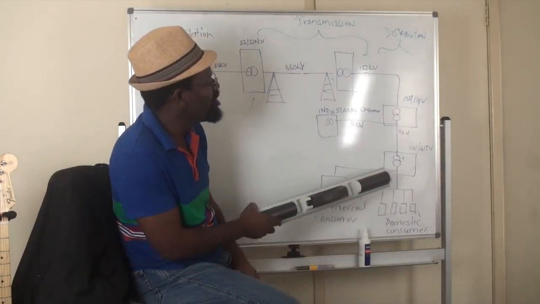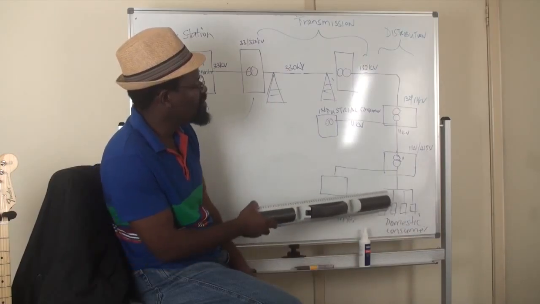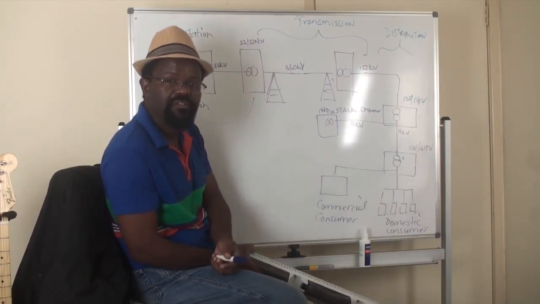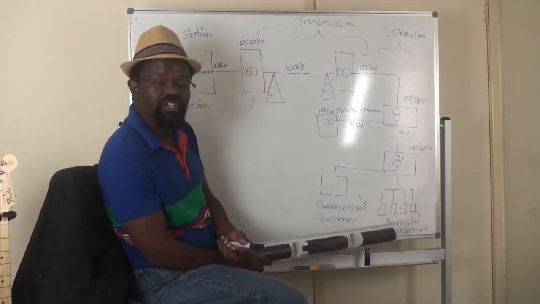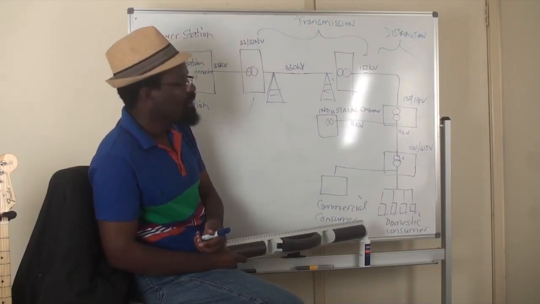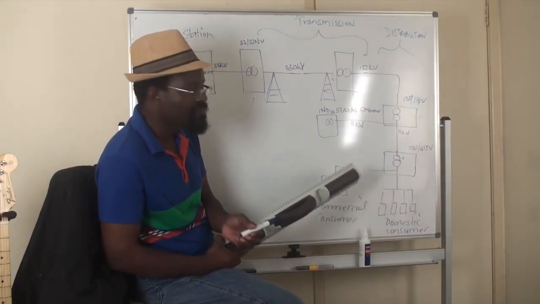And down here you can have an 11 kV to 415 volts transformer, which means 11 kV has been stepped down to 415 volts. You can feed your domestic customers or your commercial customers. Some commercial customers might actually want power at some higher voltage.